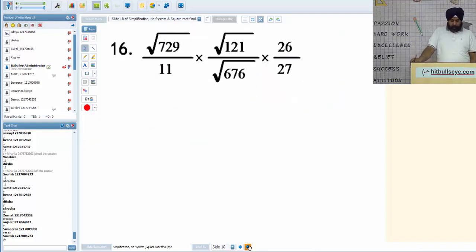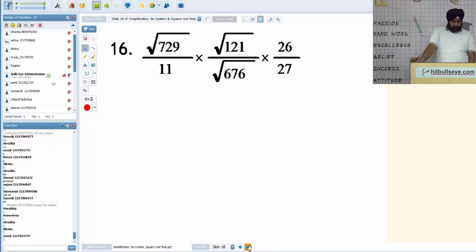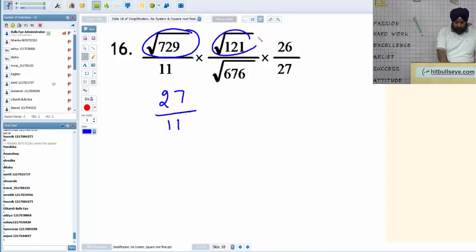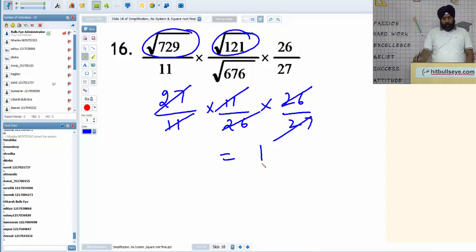It's 729 upon 11 root 121 by 676 into 26 by 27. Quick. Vanshika and Amandeep first, 1. Diksha 1. Anjani 1. I hope now it's enough. The square root of 729 is 27. 121 under root is 11. I hope all of you know. 676 is 26 into 26, by 27. 27 and 27 cancel out, 26 and 26 cancel out, 11 and 11 cancel out. It's 1. So simply, if you remember the squares of basics 11 to 35, they are very helpful.